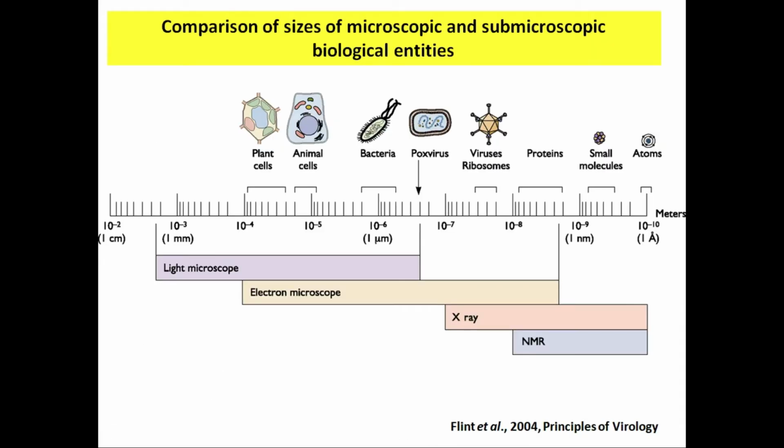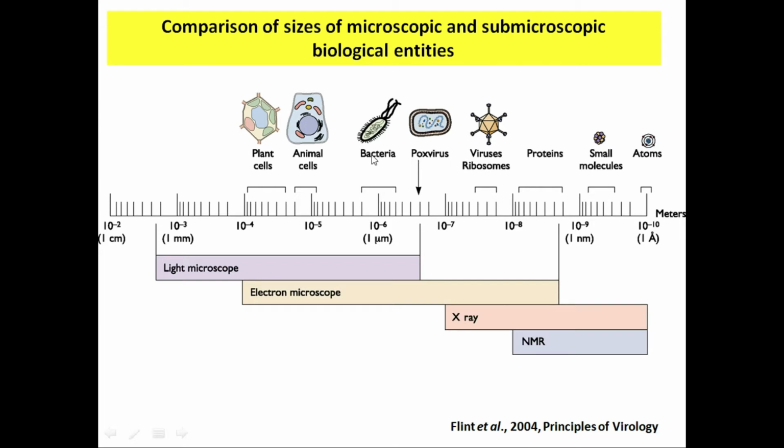And then here again viruses are here. In this range, they can be seen under electron microscope only and also through X-ray crystallography. In our first lecture, we have seen that many virus structures were determined using X-ray crystallography. Now here also we see that the viruses are here.